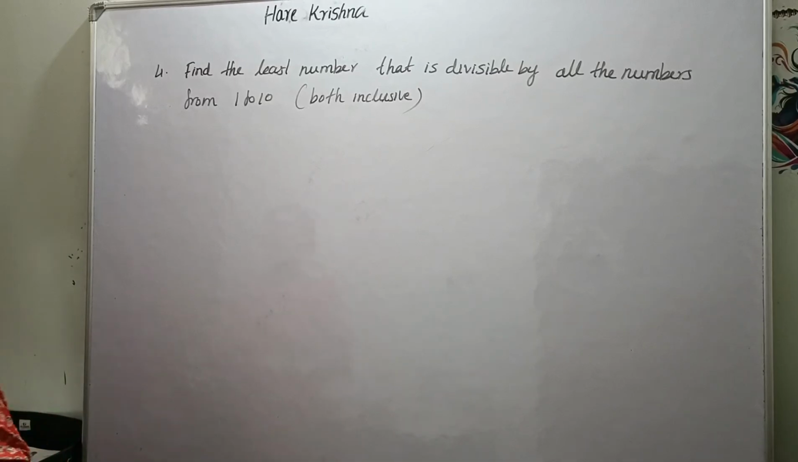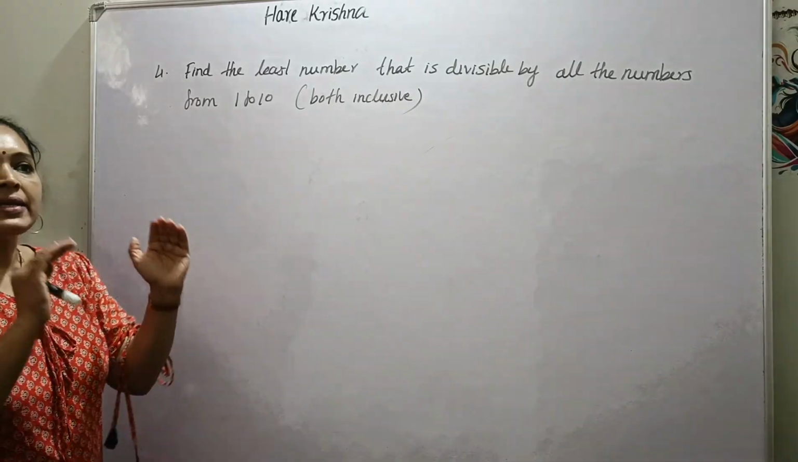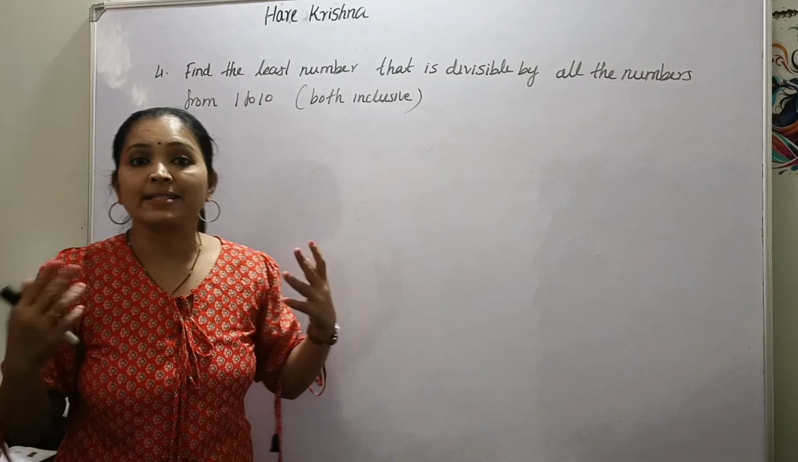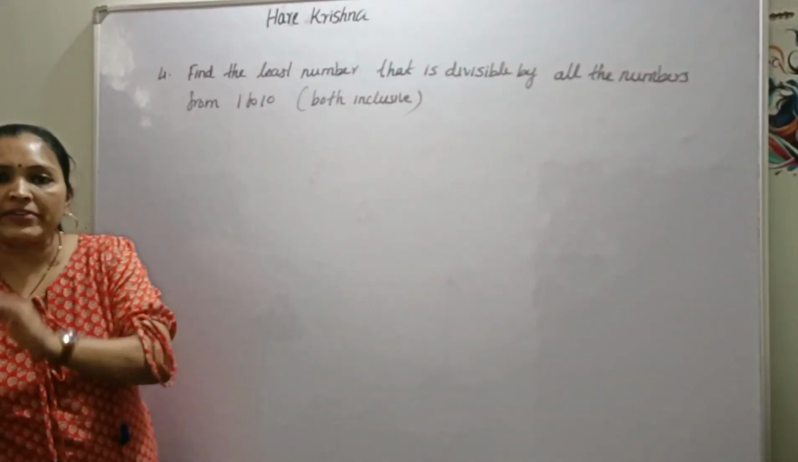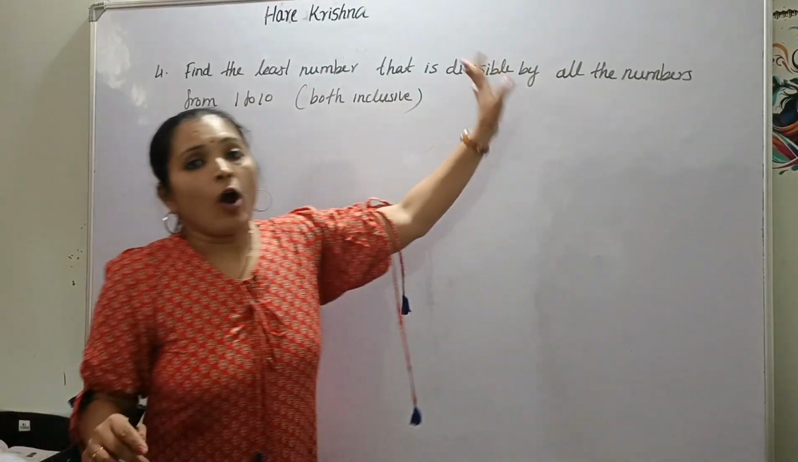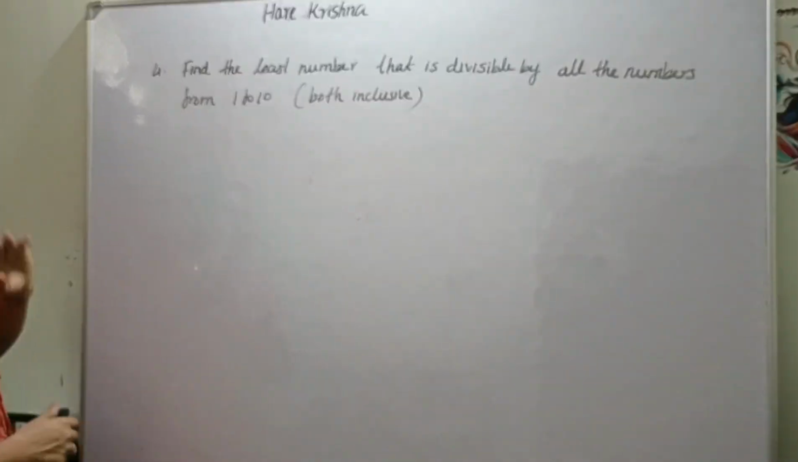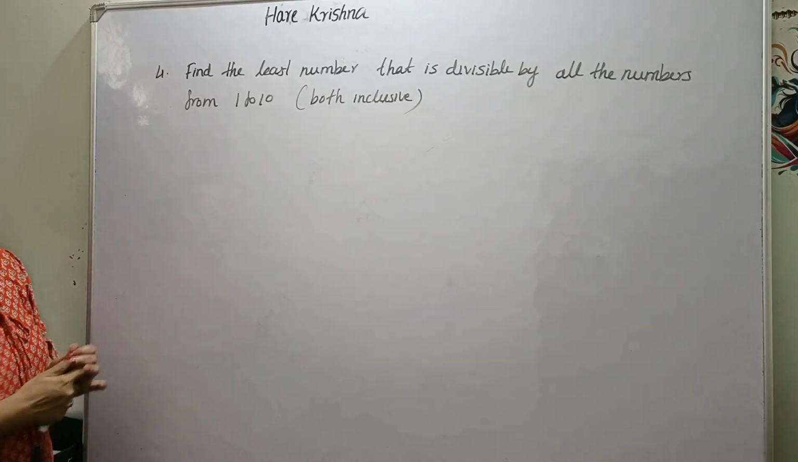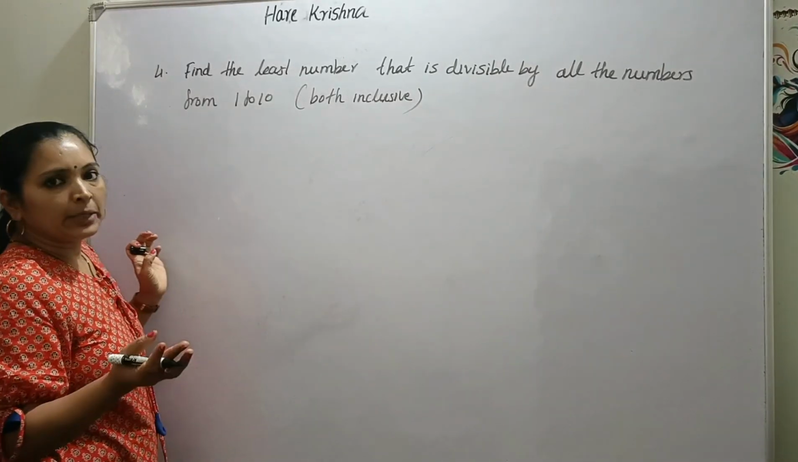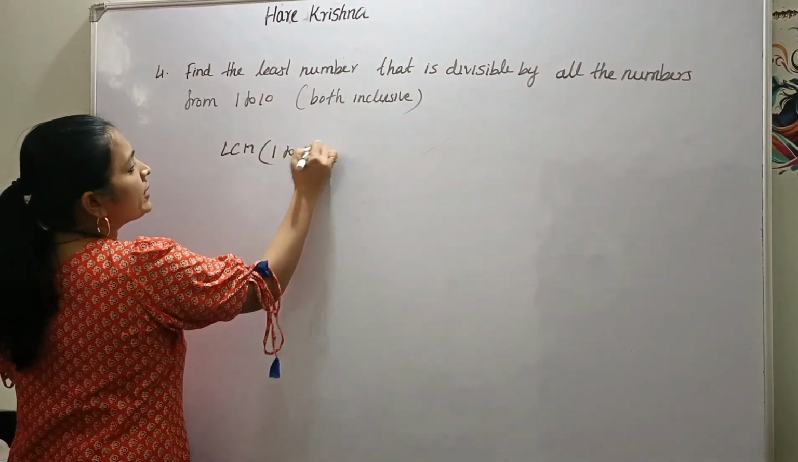Next question is, find the least number that is divisible by all the numbers from 1 to 10. What is the least number divisible by all of them? That is nothing but the least common multiple. 1 and 10 are included. So here we have to find the LCM of the numbers 1 to 10.